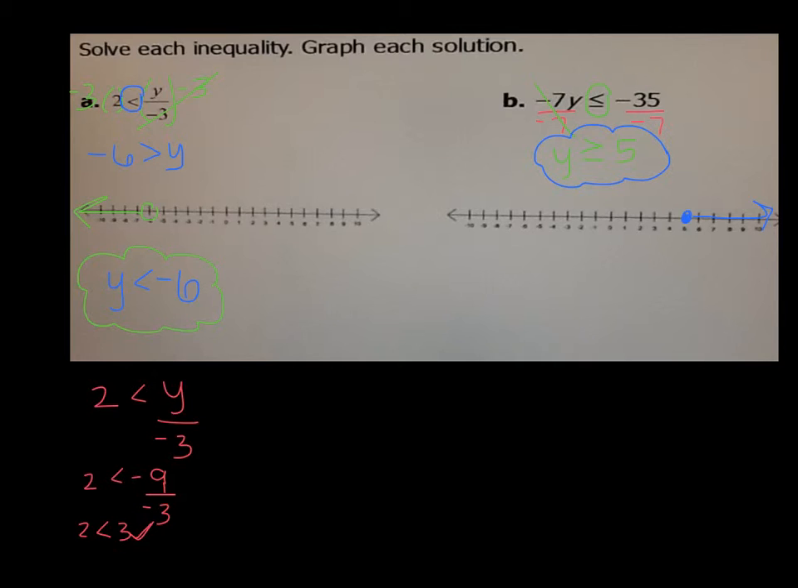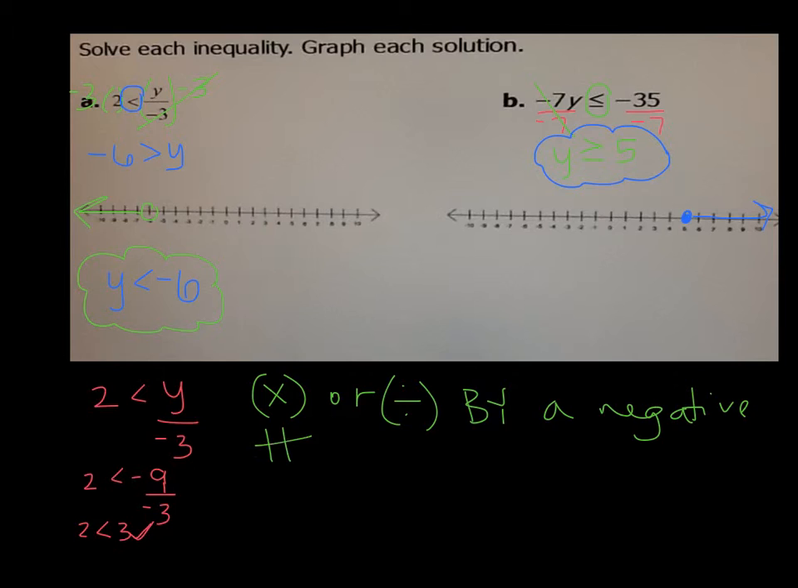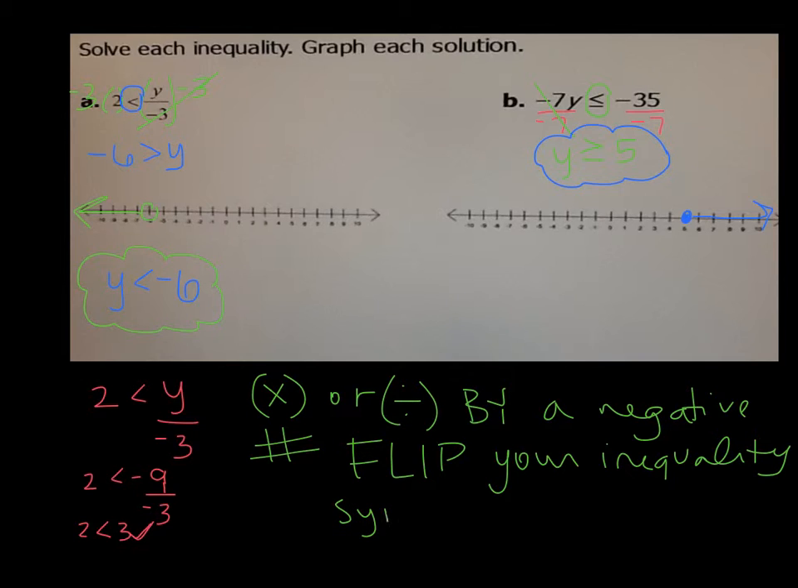So make yourself another note in case you forget. Anytime you multiply or divide by a negative number, you have to remember to reverse, which is the same thing as flip, your inequality symbol. Okay? Do not forget. That's probably one of the most missed things on this assessment. So anytime you multiply or divide by a negative, flip your inequality symbol.